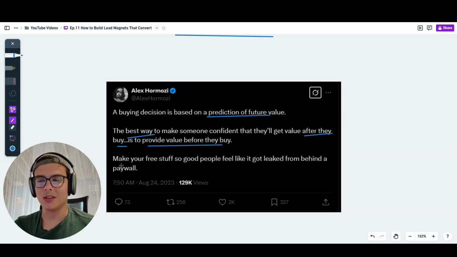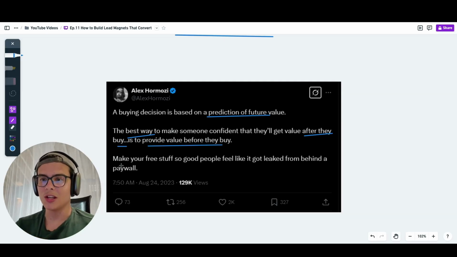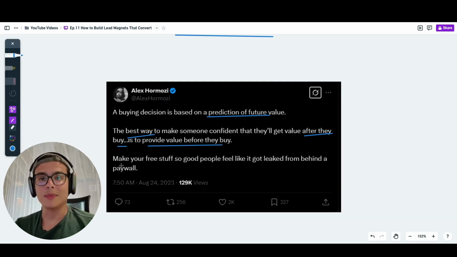So essentially what he's saying here in the context of lead magnets is that what you gave them for free was worth so much that if they give you more money, you're going to give them disproportionately more value when they actually buy your paid product or service.